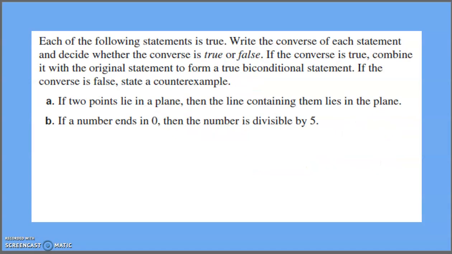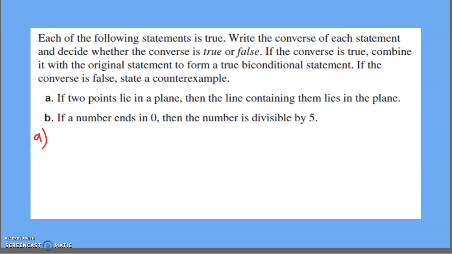All right, last example for the video. Let's take a look. Each of the following statements is true. Write the converse of each statement and decide whether the converse is true or false. If the converse is true, combine it with the original statement to form a true biconditional statement. If the converse is false, state a counterexample. So I'm only going to have time to do one example in this video, so I'm going to work with example B, okay? The conditional says that if a number ends in 0, then the number is divisible by 5.